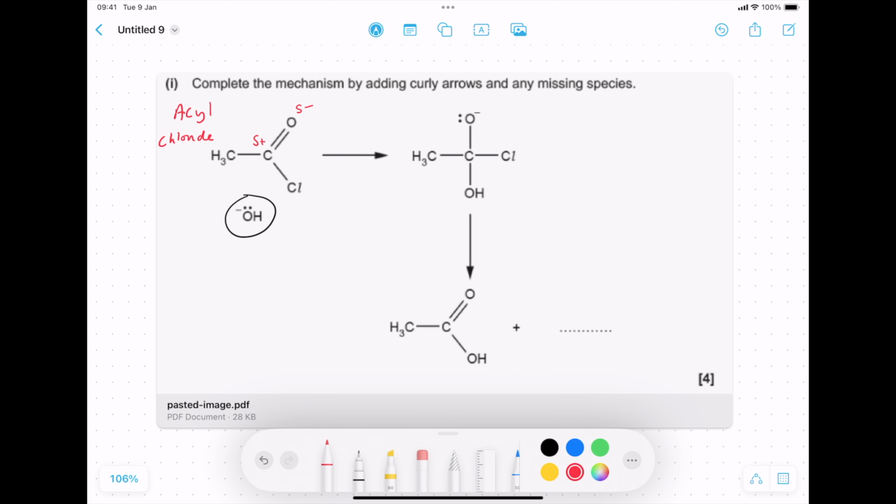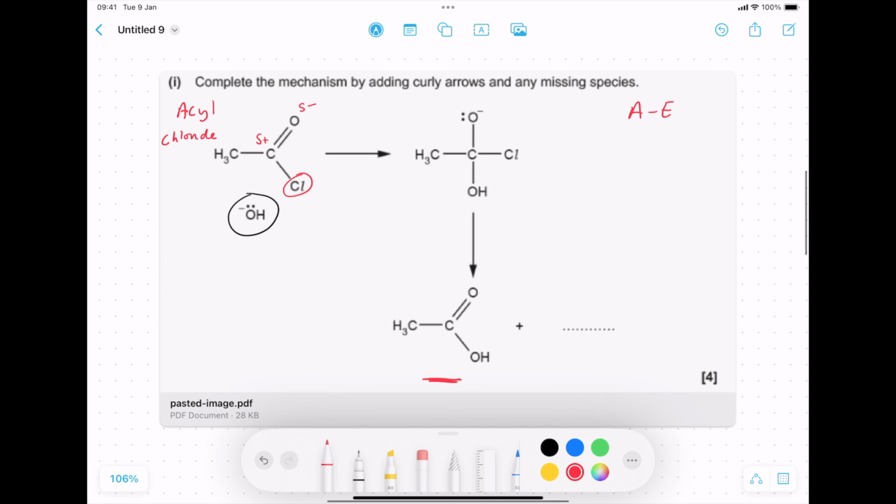So the addition bit is where the nucleophile adds to the molecule, and then the elimination bit is when something is kicked out. So if you look at the product there, you can clearly see that the chlorine must be the thing that is kicked out. So that's what's called the leaving group.